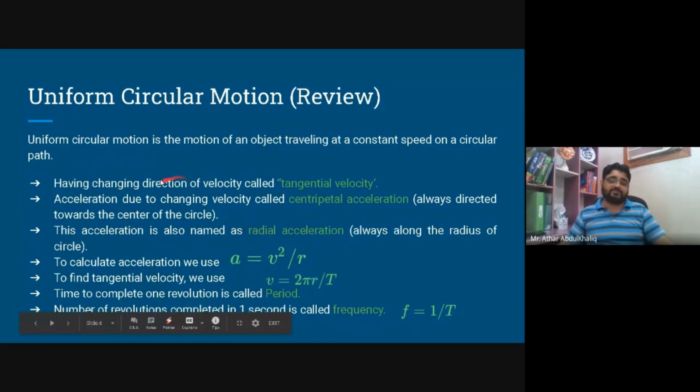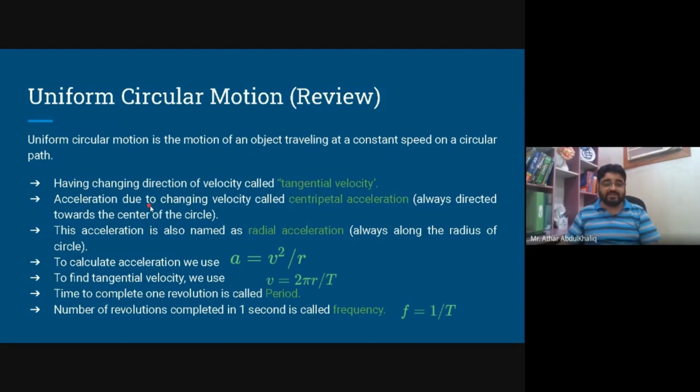We said that when an object moves in a circular path, the object is having a circular motion, and if it is moving with constant speed, still its velocity will be changing. Why? Because the direction of the velocity will be changing, and we know that the velocity direction is tangential. It's along the tangent. We discussed this. When velocity is changing, acceleration is there.